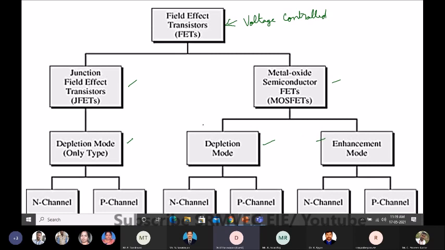So this depletion mode is usually called normally on, whereas enhancement is normally off. Okay, that is, at zero input voltage you can make the transistor on. So that is what is depletion. So that depletion type only we are having. And in the JFET we have two types, N channel and P channel. And the same is the category of MOSFET also, either in depletion mode or enhancement.